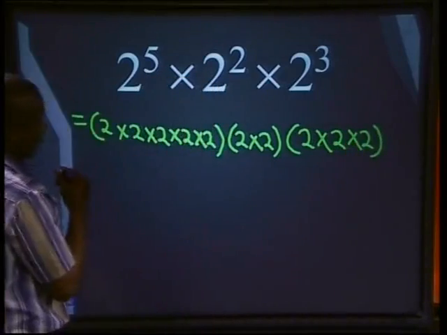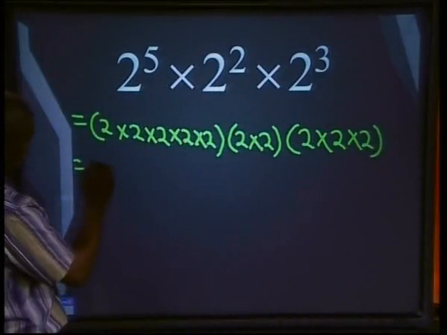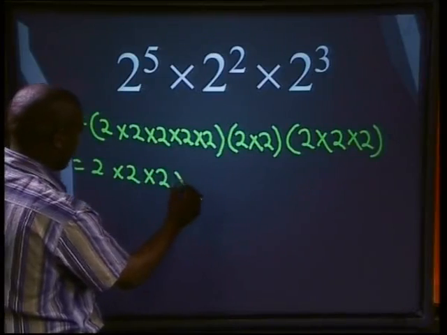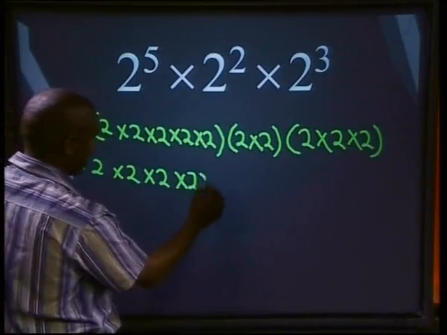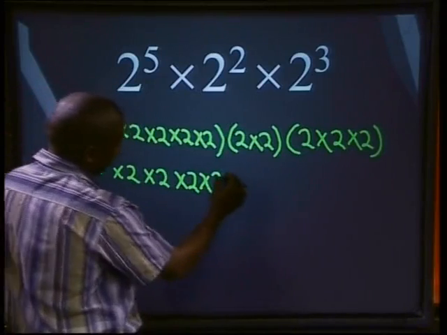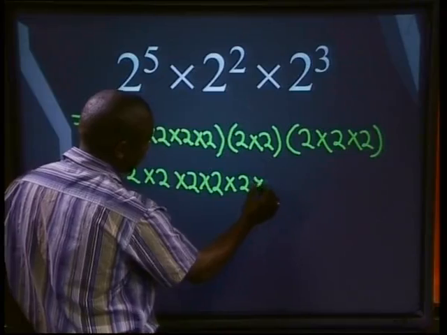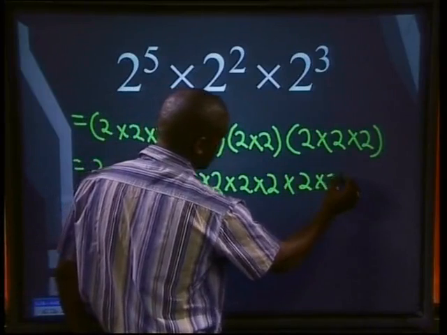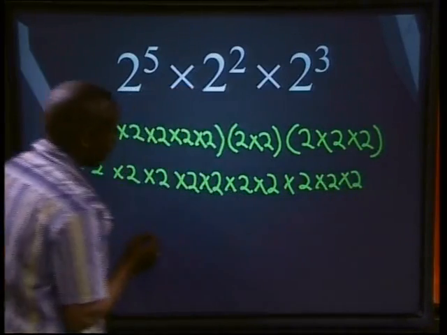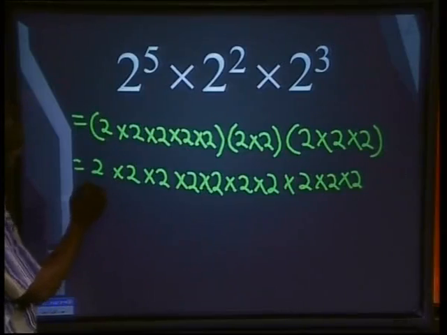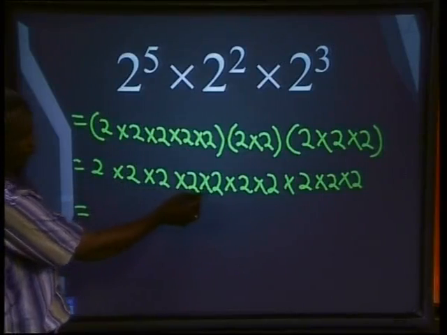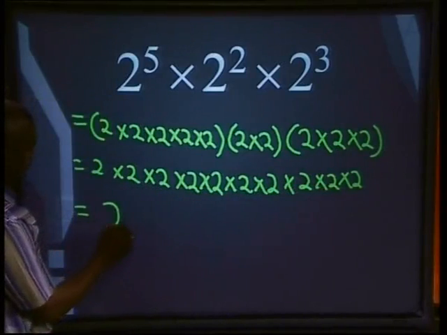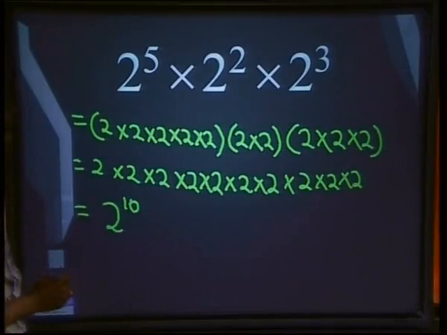Now let's remove the brackets. We'll end up with 2 times 2 times 2 times 2 times 2, 2 times 2, and the last one will be 2 times 2 times 2. If you count all the 2's together, we'll have 1, 2, 3, 4, 5, 6, 7, 8, 9, 10. So we'll have 2 to the power of 10.